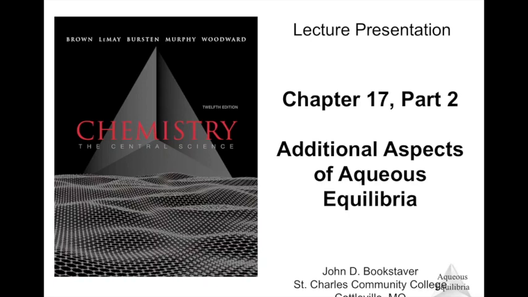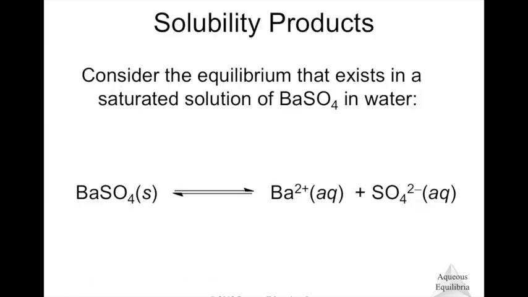Here we go with the second part of our additional aspects of equilibrium. In this section, we're going to talk more about solubility and when precipitates form and things like that. So, solubility products. We had an equilibrium that exists in a saturated solution of barium sulfate and water.